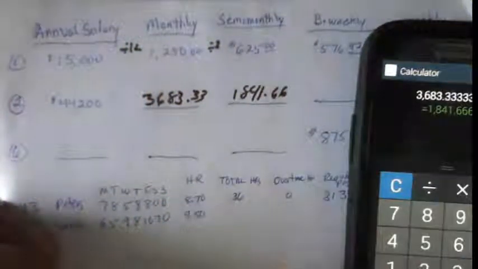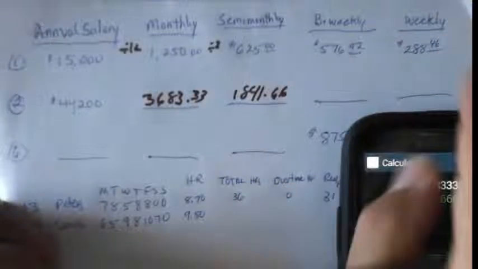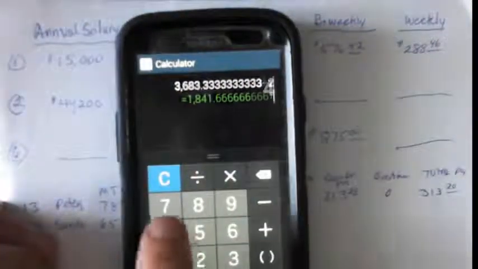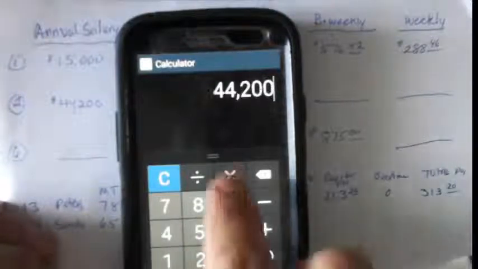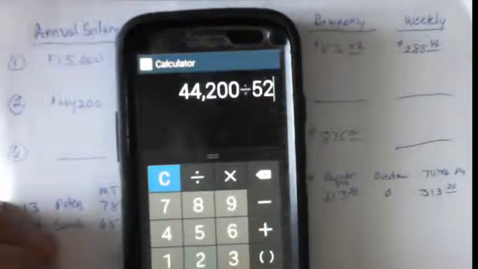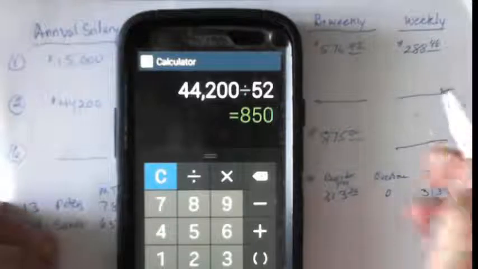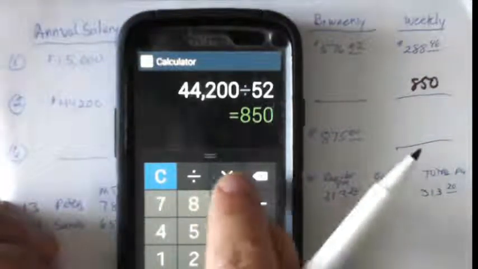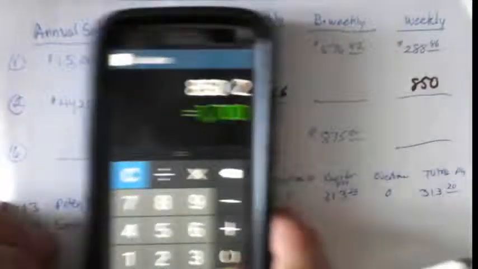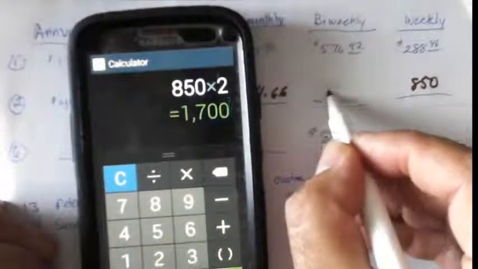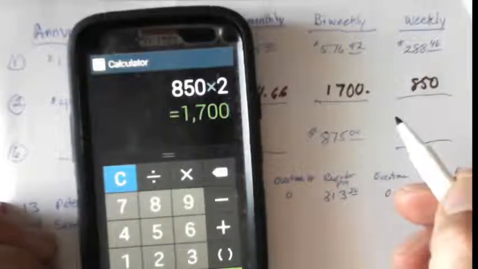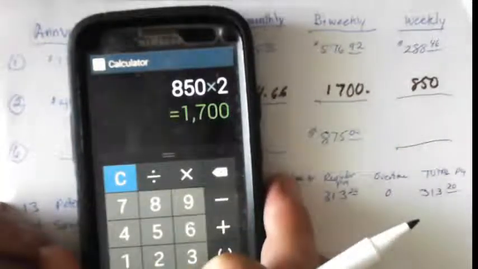Okay? So then in order to get your weekly, you've got to come back here to your annual salary. So you go 44200, and you're going to divide by 52 to get your weekly salary. And then you would multiply that by 2 to get your bi-weekly salary. So that's how we do those. Keep those going straight across.